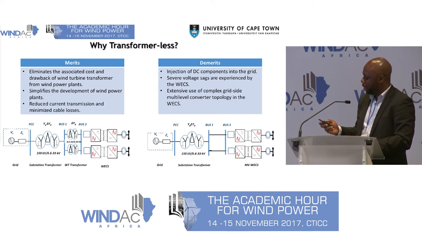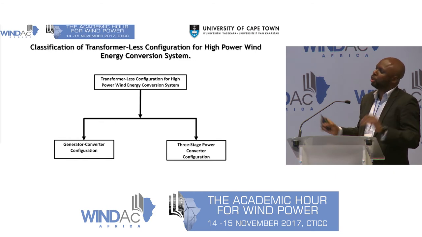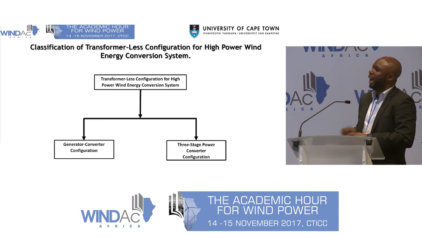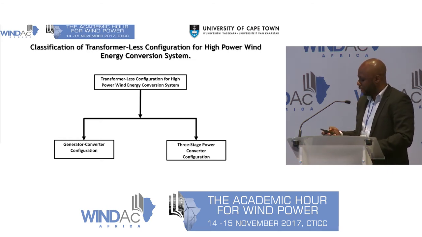And another thing is the excessive use of complex multi-level converter topology in the wind turbine. Now, what are the existing configurations we have? We've been able to classify the existing topologies basically into two. We have the generator converter configuration and the three-stage power converter configuration. And I'll be explaining what each means in a bit.